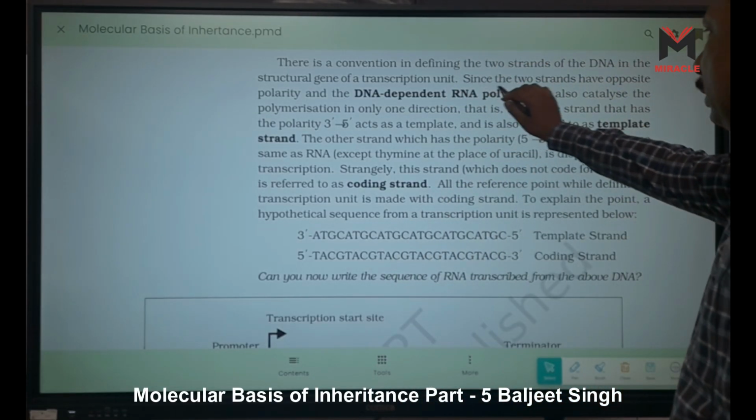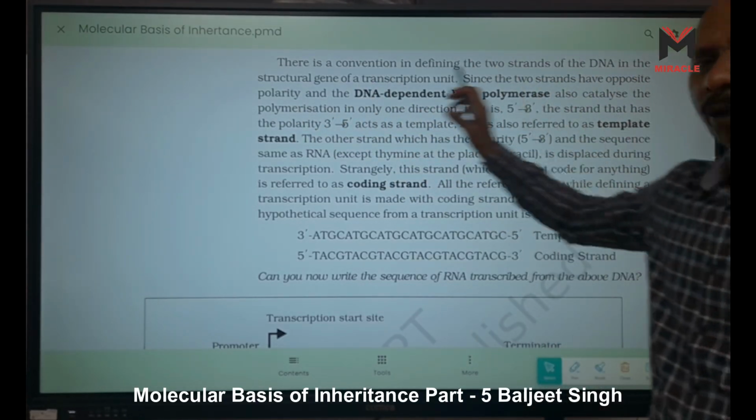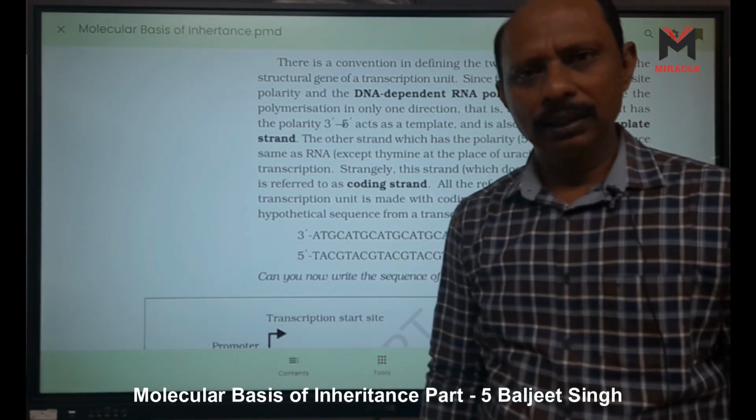Here, since the two strands have opposite polarity and the DNA-dependent RNA polymerase also catalyzes the polymerization only in one direction, and that direction is 5' to 3', right?